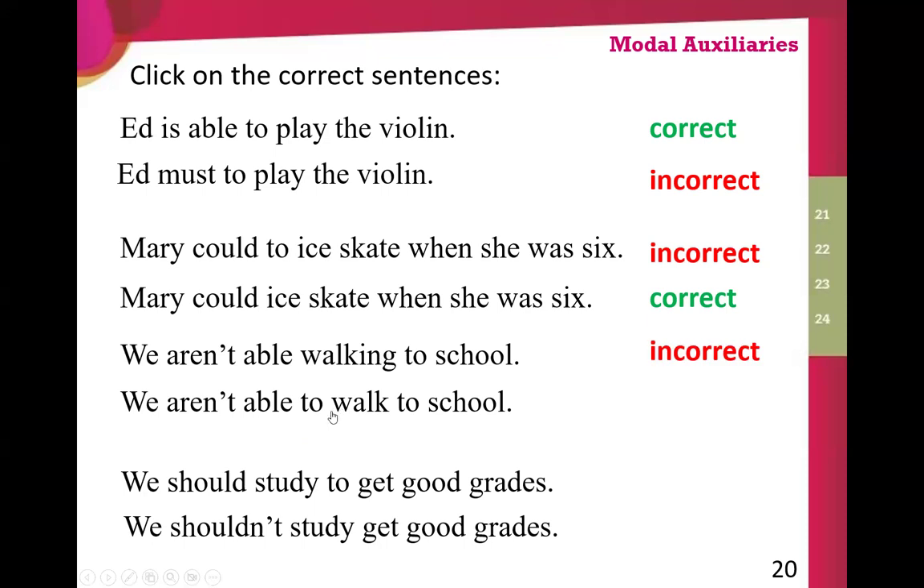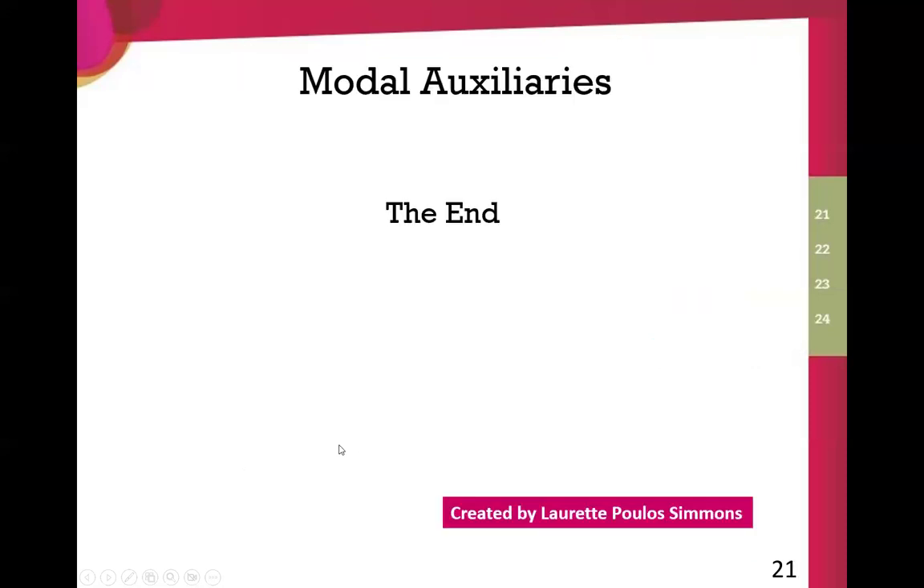The next one? We aren't able to walk to school is correct. Yes, that's correct. The next one? We should study to get good grades. This is correct. Yes, excellent. The next one: we shouldn't study get good grades is wrong, because we have to use the preposition to before the verb get. Okay, thank you very much.